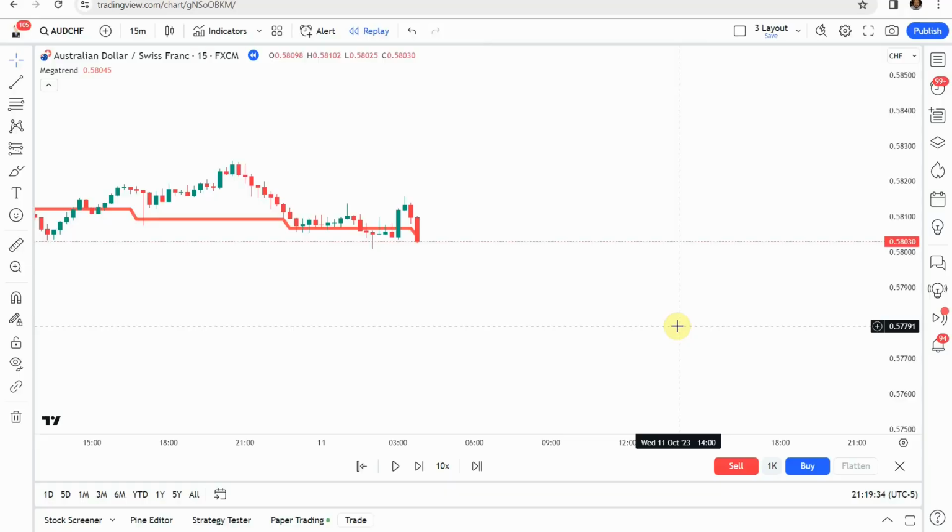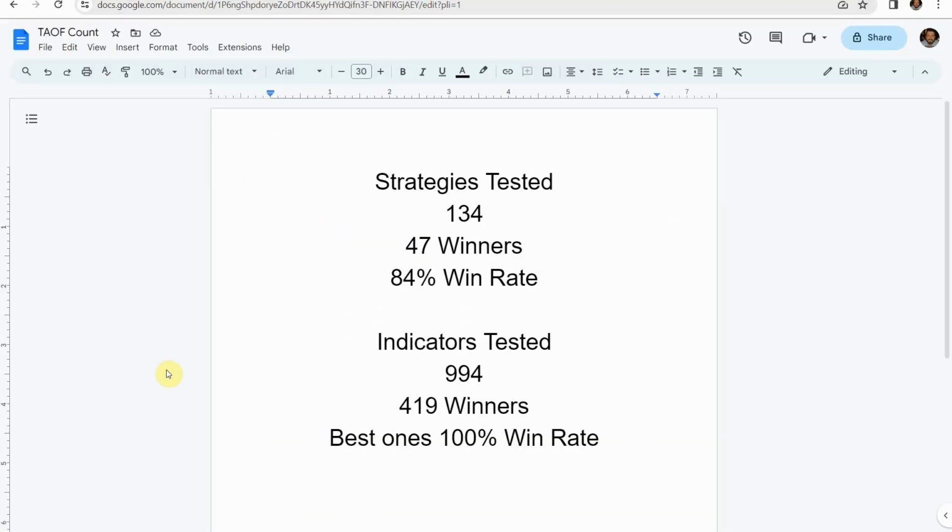Alright, as I said, today we will be testing a 15-minute trend trading strategy. Before we do though, I wanted to put the testing scoreboard up for everyone to see.